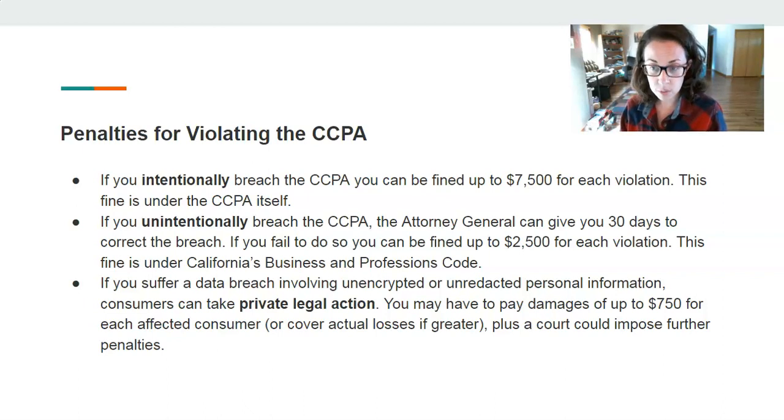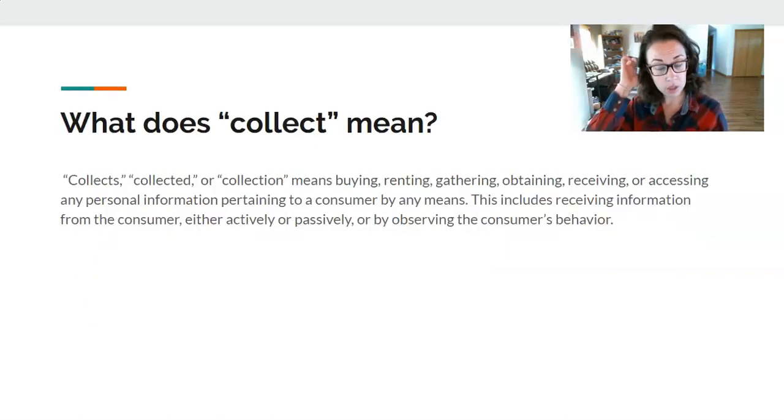But generally, assuming what you're doing is unintentional, they'll give you notice before they go ahead and fine you, and that's $2,500. And you should remember too that most likely if you do something bad or wrong and the customer suffers damages, they'll probably be able to sue you anyway outside of the CCPA.